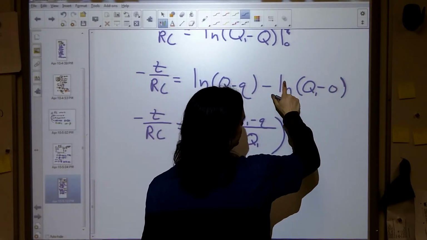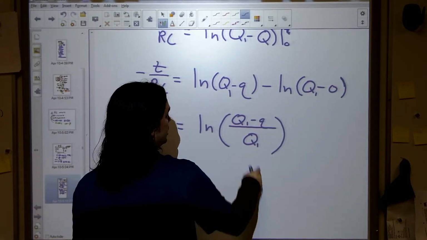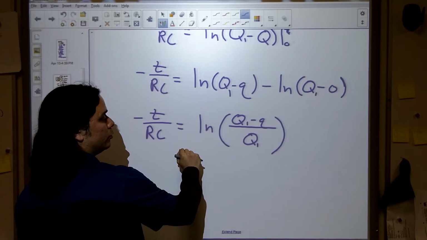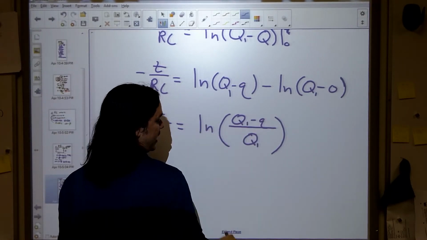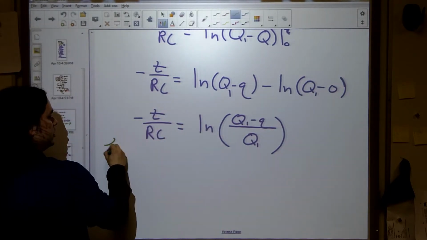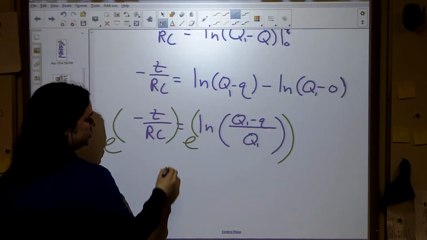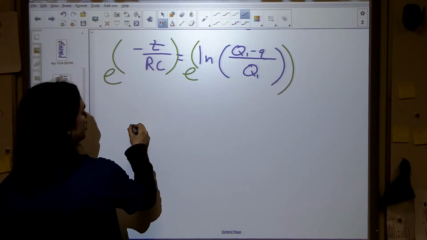This is minus 0, so it's just natural log of q1, my total charge. That's just a constant. But when you have natural log of one thing minus natural log of another, with the rules of natural log, you can put that as natural log of the first thing divided by the second. Here is where we're going to take the next step. E raised to both sides. I'm going to get rid of that natural log, and I get the following.